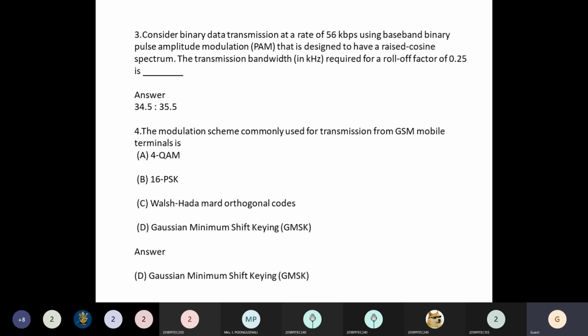The first option is 4 QAM, that is quadrature amplitude modulation, or 16 PSK, phase shift keying, or Walsh Hadamard orthogonal codes, or Gaussian minimum shift keying technique. Which one of the modulation techniques is used in GSM mobile is GMSK, that is Gaussian minimum shift keying technique. The answer is D.